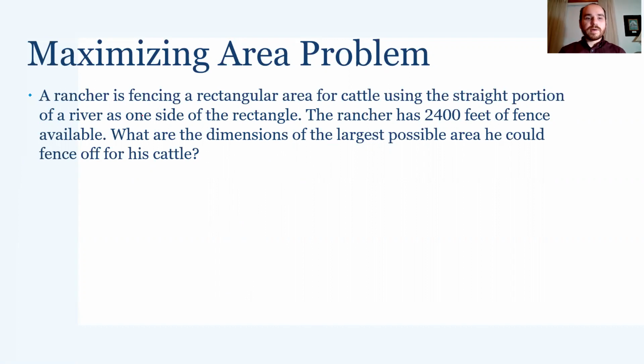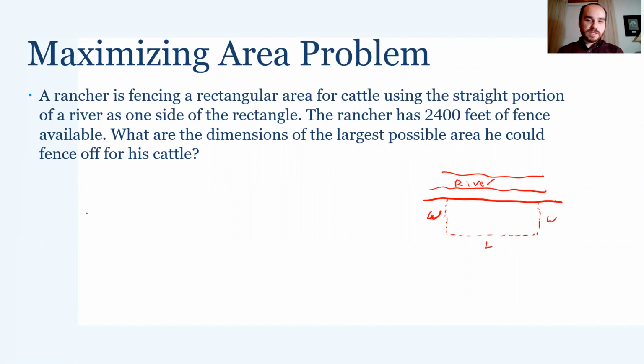Most of you can. But anyway, what this says is that a rancher is fencing a rectangular area for cattle using the straight part of the river as one side of the rectangle. The rancher has 2,400 feet of fence available. What are the dimensions of the largest possible area he could fence off for his cattle? So basically, drawing this out, we've got a river. This is the river. And he is building a fence like that. And he has 2,400 feet of fence. He wants to maximize his area.